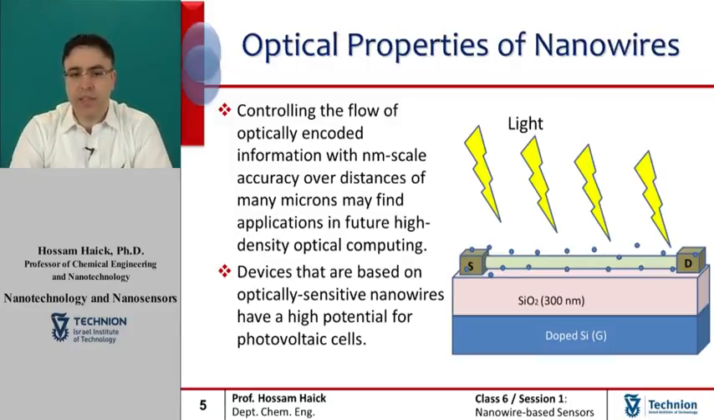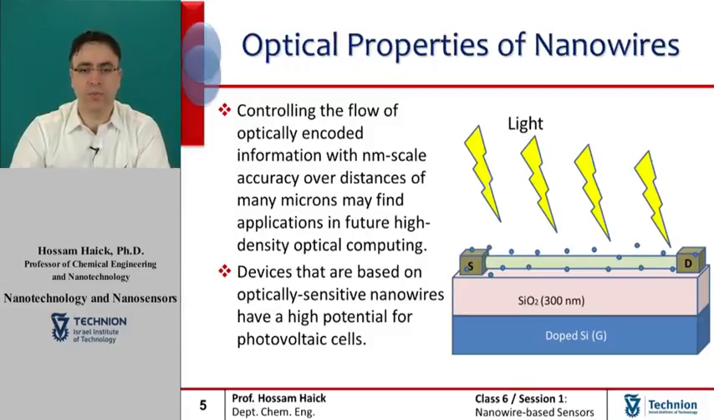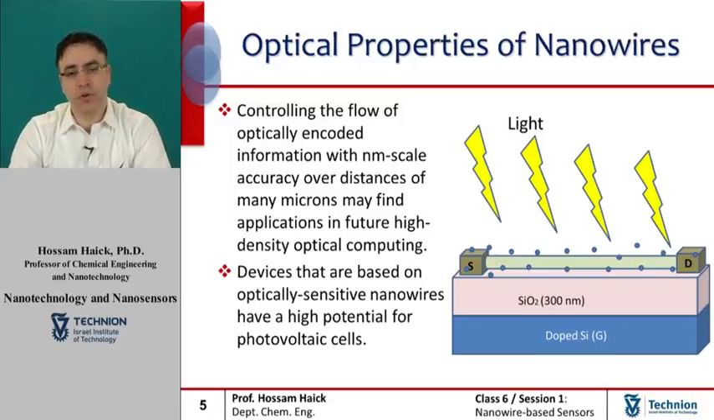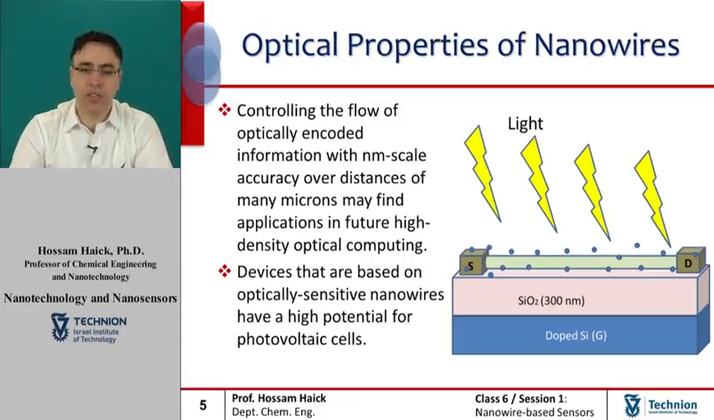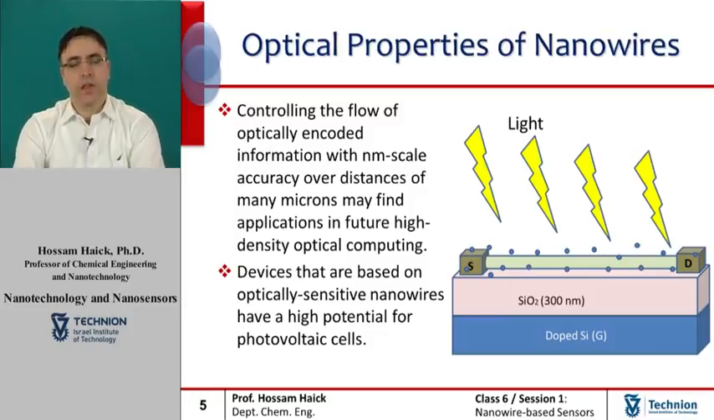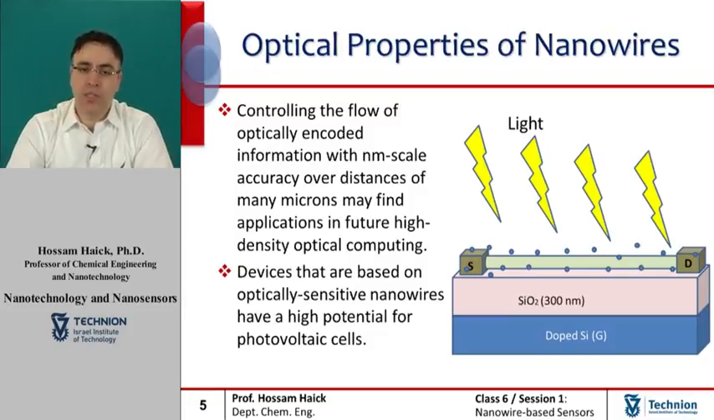Also, devices that are based on optically sensitive nanowires have a high potential for photovoltaic cells or phototransistors. In this context, please note that phototransistors are a kind of transistor in which the incident light intensity can modulate the charge carrier density in the channel. Organic nanowire phototransistors exhibit interesting photoelectronic properties upon different light irradiation. These nanowires yield much higher photoconductive gains and external quantum efficiencies than their thin film counterparts.